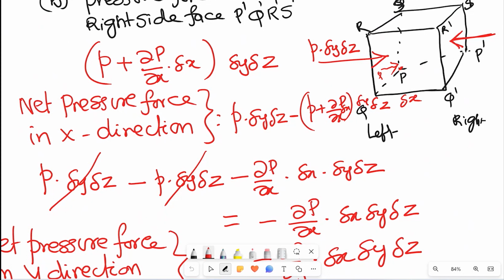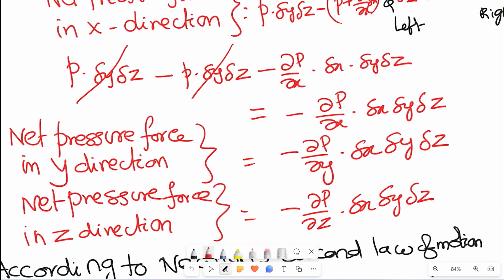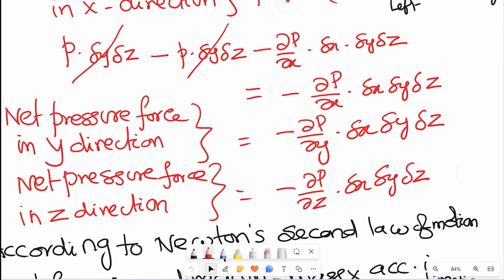That means directions are different. So therefore, we put P delta Y delta Z minus P delta Y delta Z minus dou P by dou X into delta X delta Y delta Z. So this P delta Y delta Z minus P delta Y delta Z cancels each other, and the remaining is only minus dou P by dou X into delta X delta Y delta Z. Similarly, in the other two directions, Y and Z, we can write minus dou P by dou Y into delta X delta Y delta Z, and in the Z direction also minus dou P by dou Z into delta X delta Y delta Z. So this is the net pressure force.